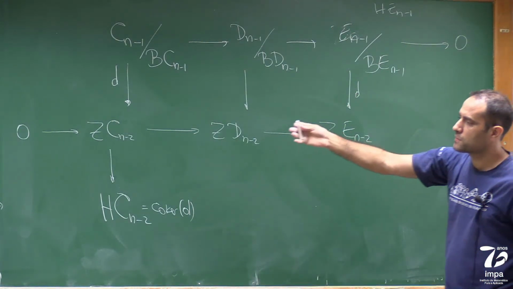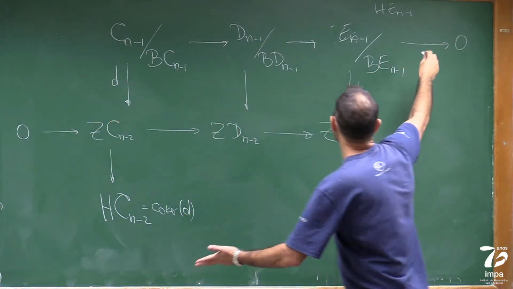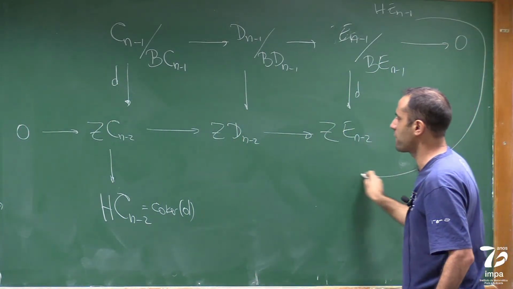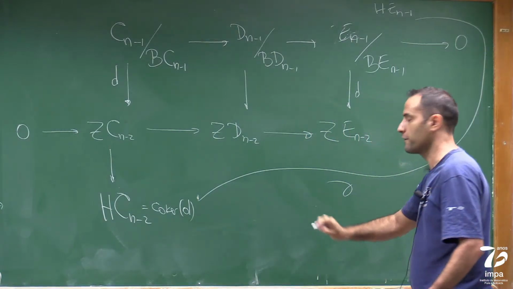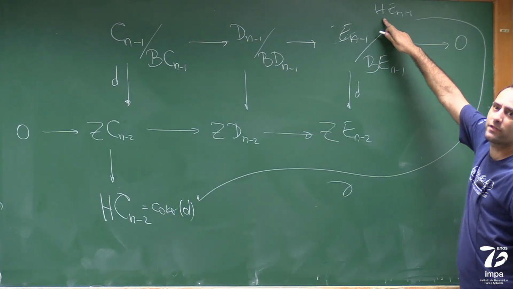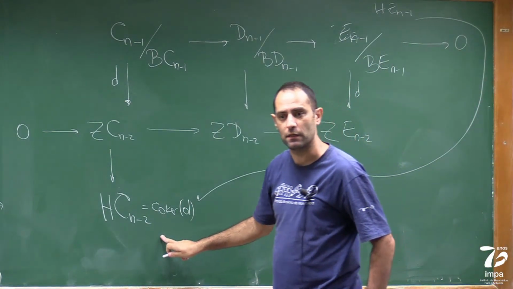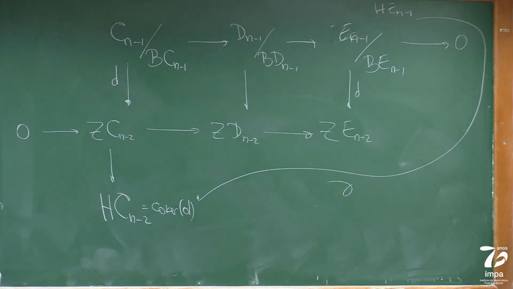And of course, I was stupid enough that I started here with n instead of n plus 1, but it doesn't matter. You see, what the snake lemma gave us is a map from here to here, which is the connecting morphism that we wanted. We wanted a map from the nth homology of the complex E to the n minus 1 homology of the complex C. That's what the lemma gave us. And the sequence is exact.